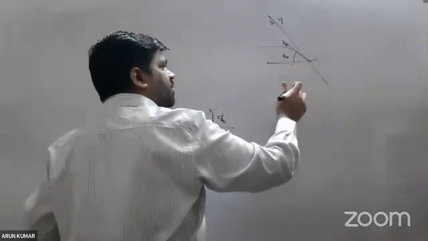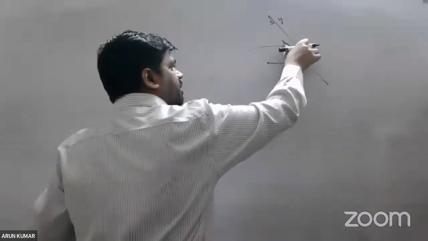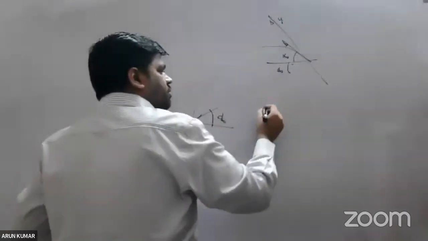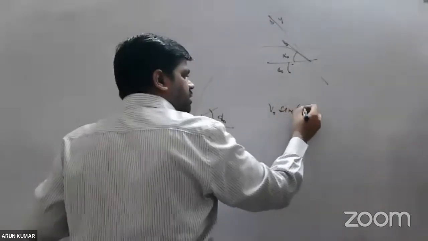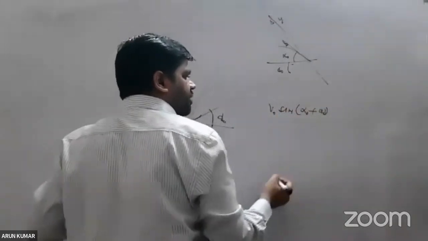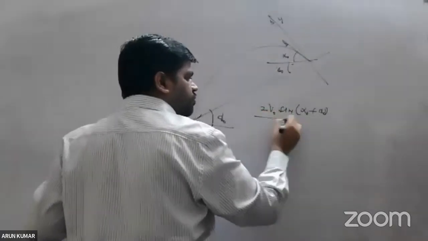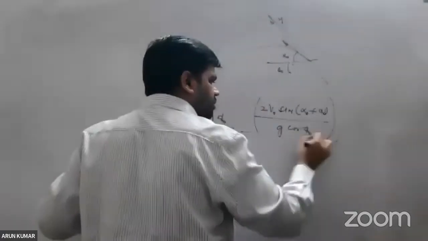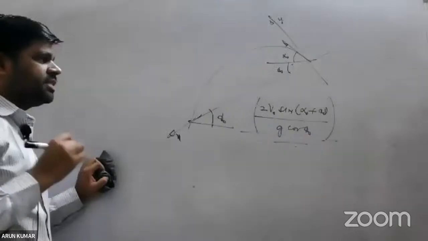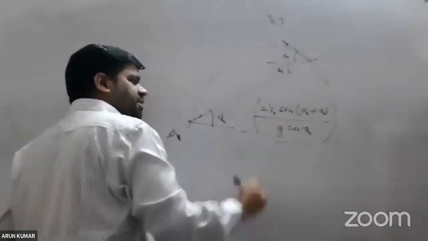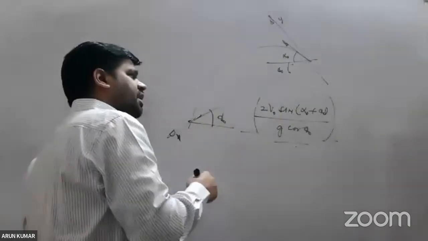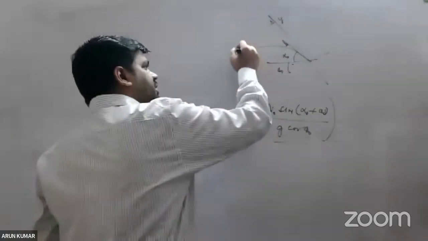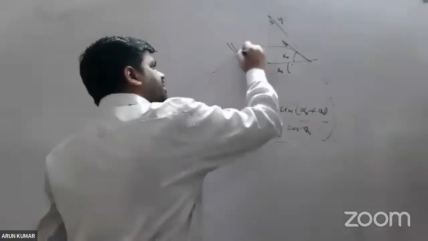My time of flight is again the same. What is time of flight? V naught, I want this component, and this is theta naught for alternate angles. V naught sine of alpha naught plus theta naught is my y component of velocity. 2u by a is my time of flight. In this time, I'll substitute into s equals ut plus half at square along the x-axis, and I'll get the range. I'll use v square minus u square equals 2as vertically to get the maximum height.